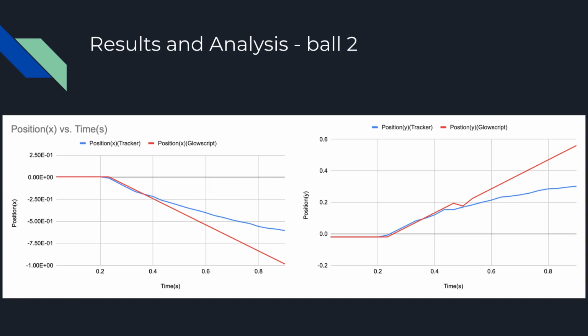And then here are the results for ball two, which is just the difference between the Tracker and GlowScript models. Especially on this X position versus time graph for ball two, you can see that it was pretty much exactly the same up until about 0.4 seconds, and then it starts to differ. For the Y position, it does about the same until about 0.4 seconds, and then things start to get messed up due to not inputting things such as friction, which I'll talk about more throughout this presentation.